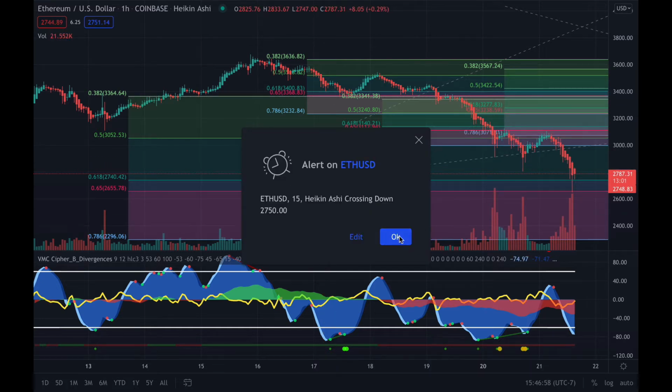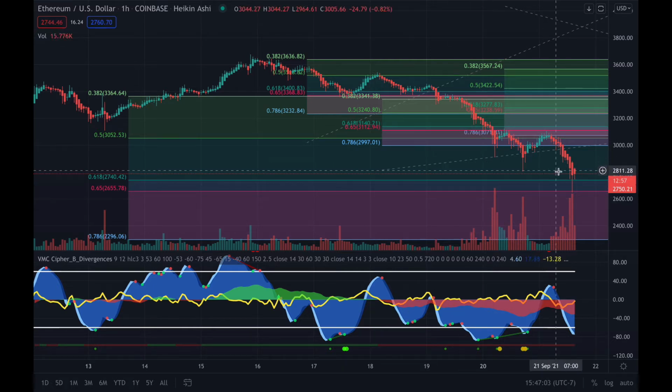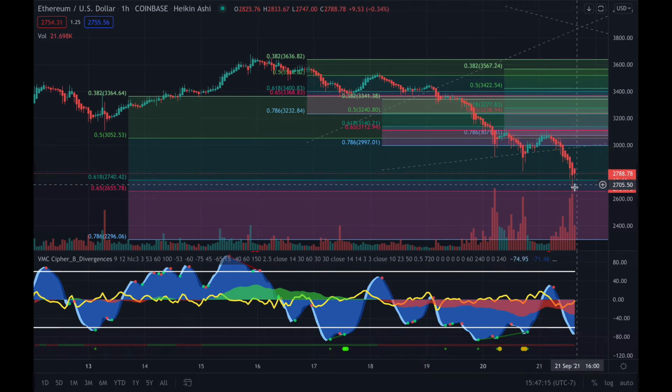Well, looks like Ethereum just crossed a certain threshold, and I may have to place a trade here. Looks like, yeah, we just crossed 2650, and the reason I had an alert set for that is because of this Fibonacci line right here. Very, very interesting. As you can see here, this is the real time frame right now.